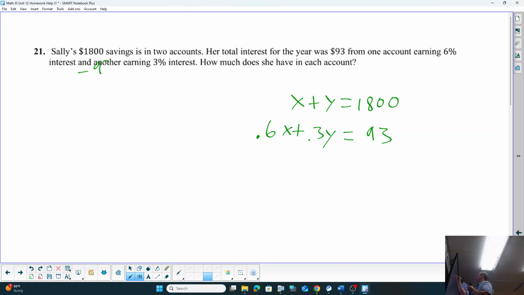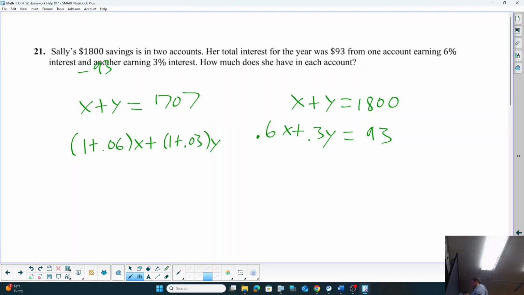So 1,800 minus 93 is 1,707, and that's x plus y is equal to 1,707. And then I guess it's 1 plus your 0.06 gives you that principal plus interest, plus 1 plus the 0.03y, right, equals the full $1,800, if that's correct, I believe. All right. So then we could do a substitution or elimination there. And so I probably do elimination myself. Let's see here. So we go ahead and, no, that's evil. Oh my goodness, this is crazy sauce.